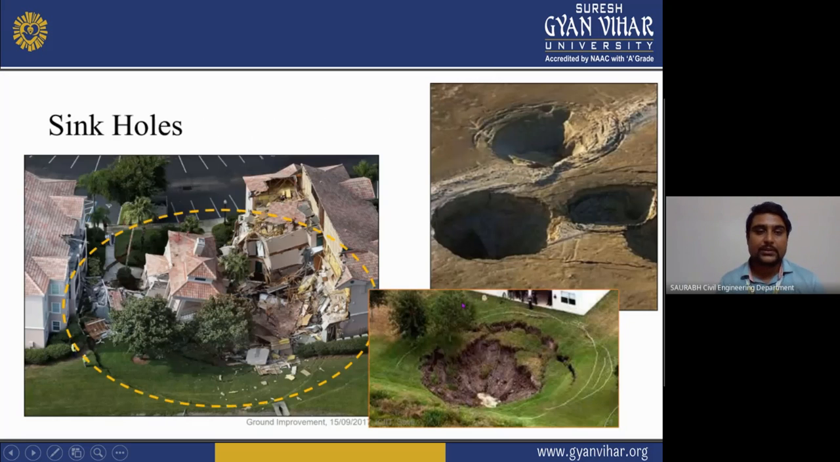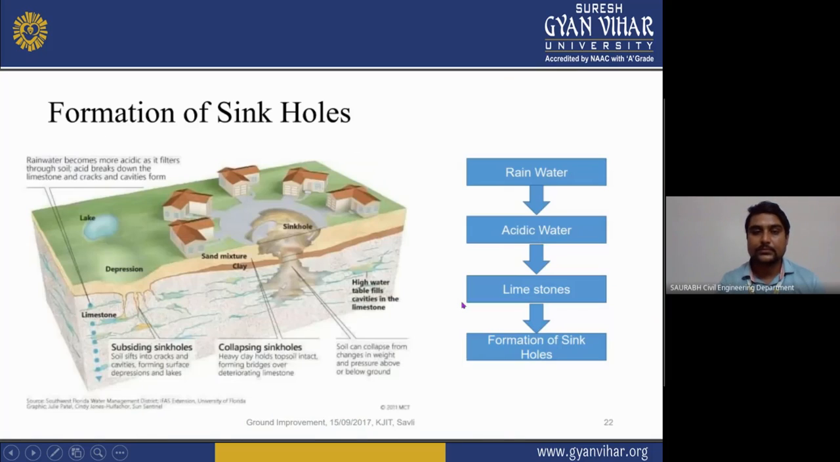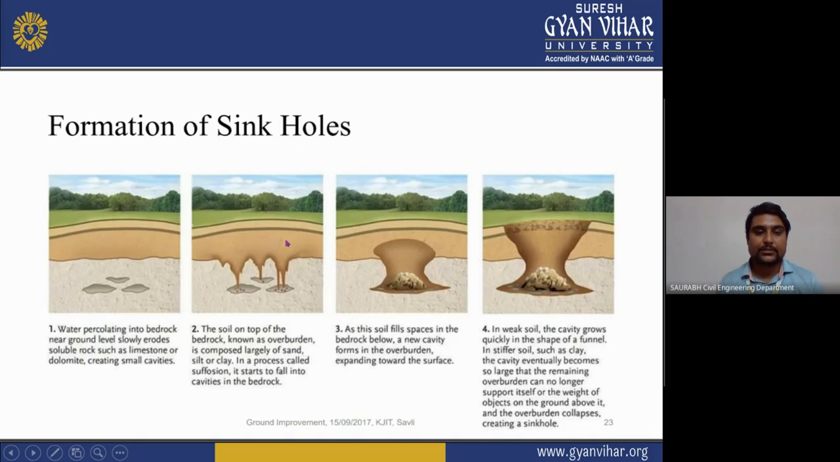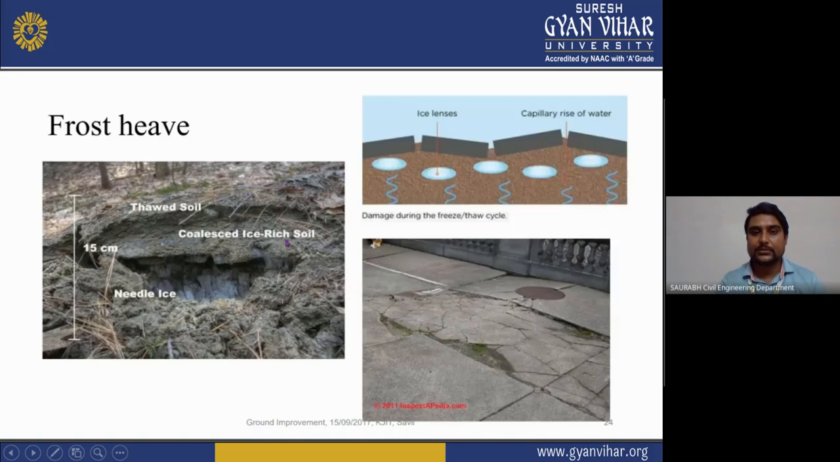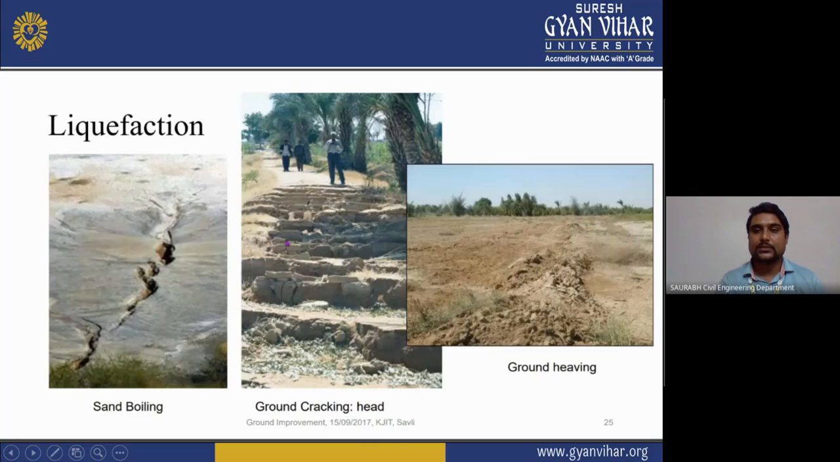As you can see, there are also some sinkholes which create a lot of problems. Sinkholes form due to rainwater, acidic water, and limestone. These are the processes of sinkhole formation, as you can see here. Sinkholes can be of many types, and a lot of problems may happen to buildings because of them. And these are the sinkhole types.